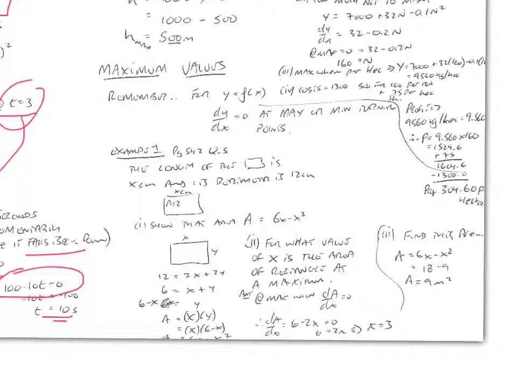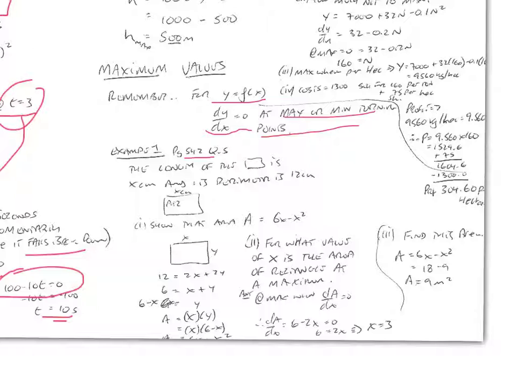And we'll just finish by doing a couple of examples in relation to maximum values. So if you remember, for y equals f of x, dy/dx is equal to 0 at the maximum and minimum turning points in that curve. So let's make use of that fact.